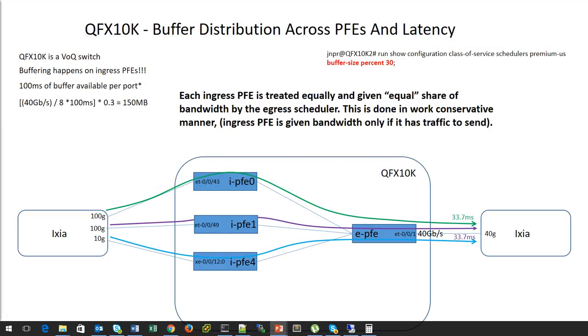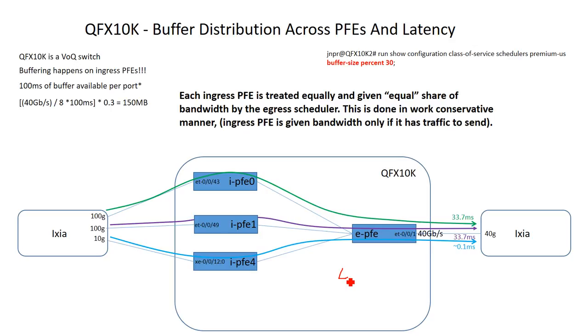Let us put that on the diagram. So what happens in this case? What are the drain speeds of these egress PFEs now? If we go back to the rule that each ingress PFE is treated equally and given an equal share of bandwidth by the egress scheduler, what that means is that if I have three packet forwarding engines, then their equal share is 40 divided by 3, and that is about 13.3.